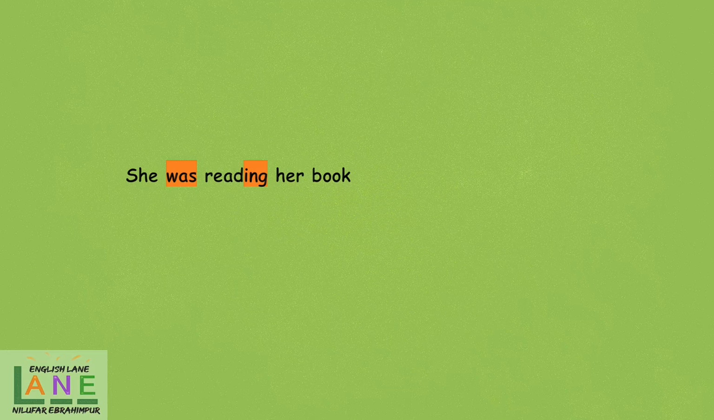She was reading her book when it started to rain. In this sentence, we have two clauses. The first one, she was reading her book, and the second one is when it started to rain. And in this clause, what is the form of the verb? It started. It's past simple.